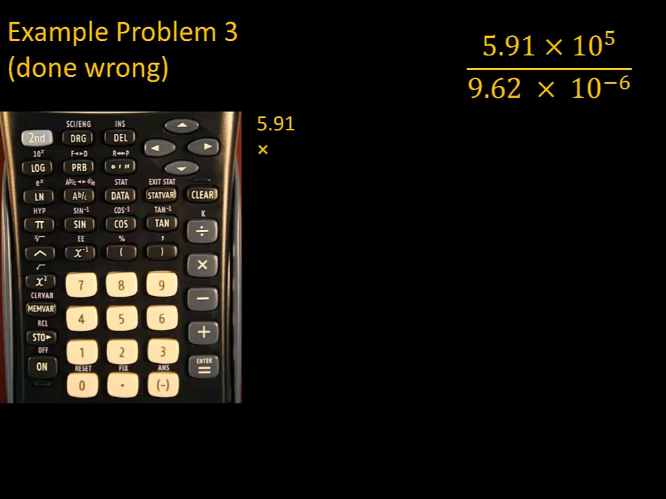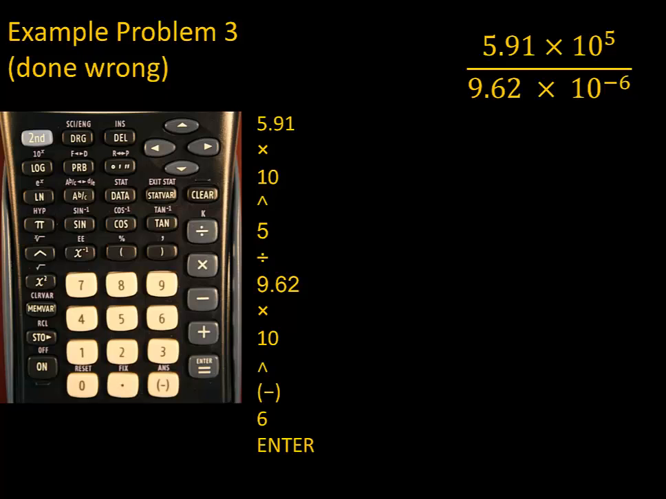5.91 times 10 caret 5. That would be 10 to the 5th. Notice this time I did not use the second EE keystrokes that we've been using. Instead, I used keystrokes that might be what you thought you might use to make it look like what you write. Continuing on here, divided by 9.62 times 10 caret, it's a negative exponent, so I use the minus sign wrapped in parentheses, 6, and enter.